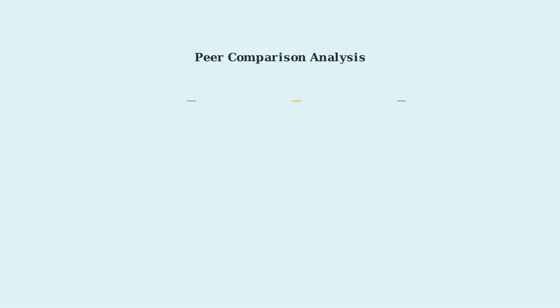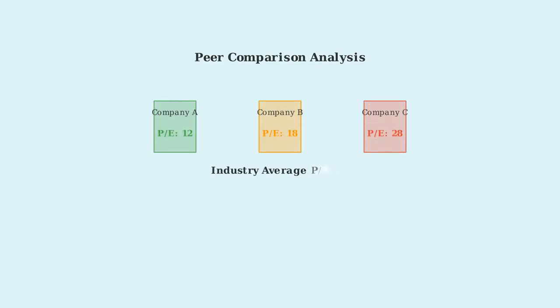Here's a practical example. When comparing three companies in the same industry, Company A has a PE of 12, Company B has 18, and Company C has 28. With an industry average of 19, Company A appears undervalued relative to its peers. This lower PE ratio suggests that Company A might be undervalued compared to its peers, potentially representing a good investment opportunity. However, you should also investigate why the PE is lower.